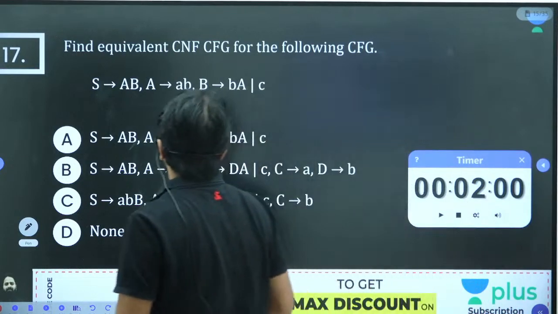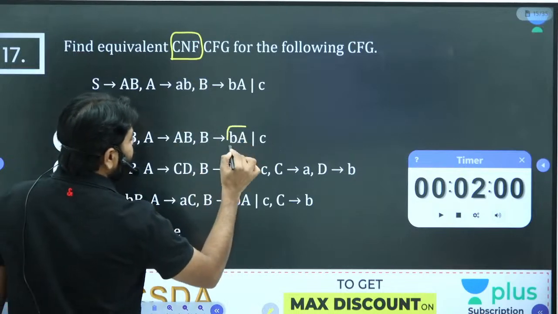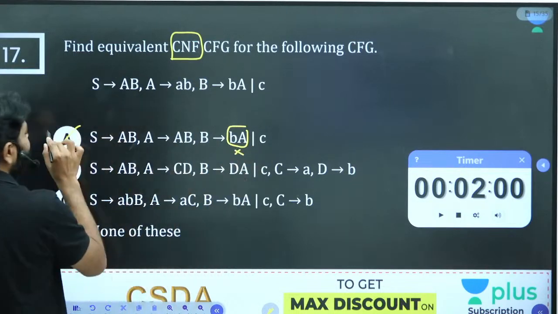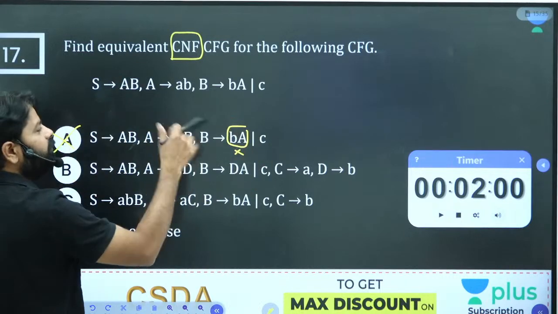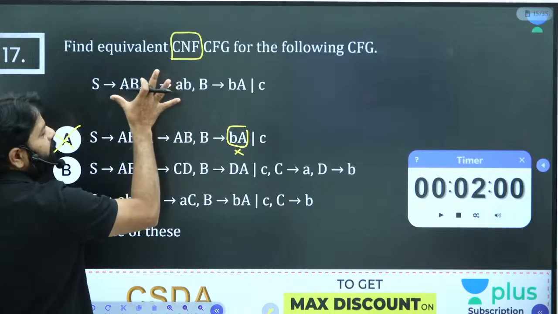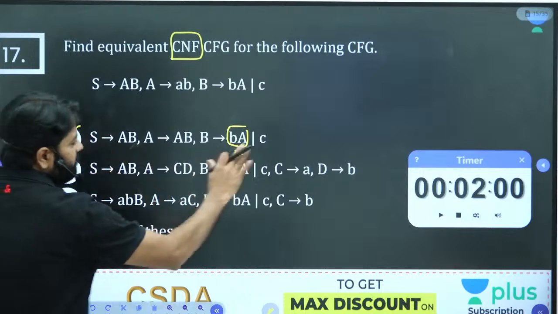Go ahead. Chomsky normal form. Here, what is the mistake? This is not in CNF. So delete blindly. Even though this does exactly the same language, this grammar is not CNF, so we should not choose it. Whatever this grammar generates, this may generate, but still we don't choose it because it is not CNF.